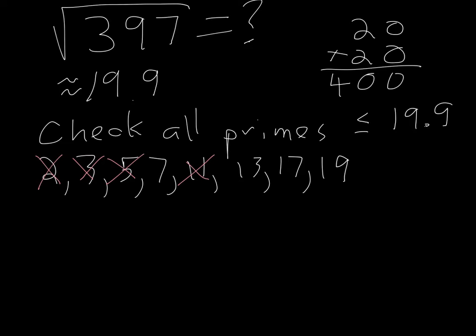So what we need to check with long division is 7, 13, 17, and 19. So let's do that. We need 7, 13, 17, and 19.